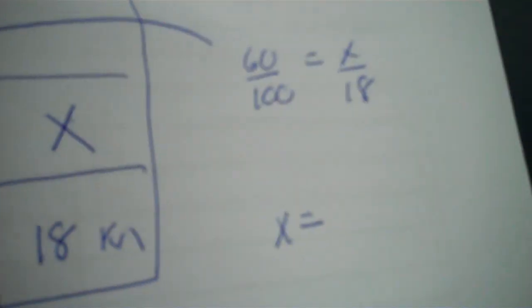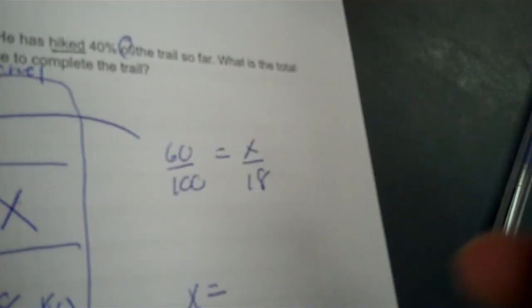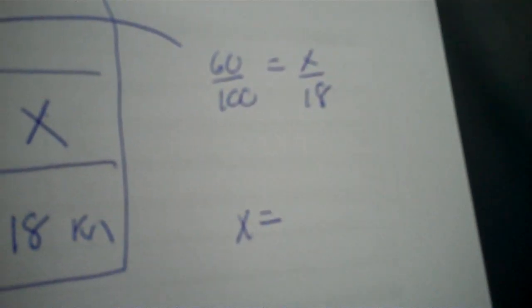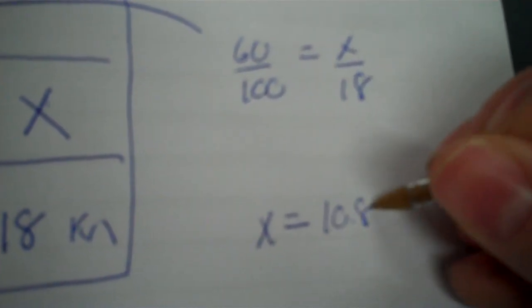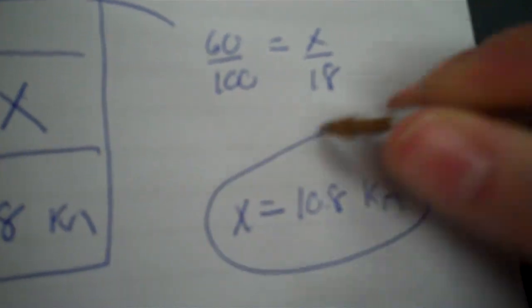Okay, then you cross multiply and divide. 60 times 18 divided by 100 is 10.8. Okay, so 10.8 kilometers he still has to go.